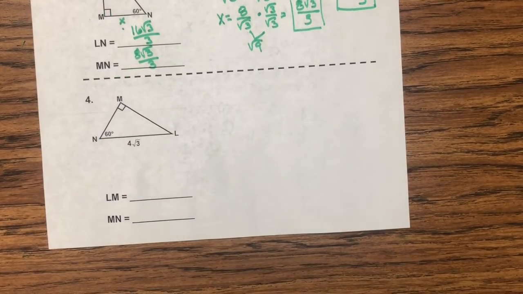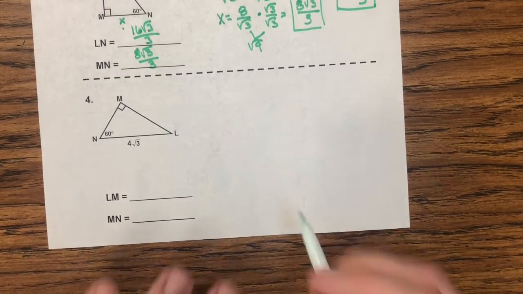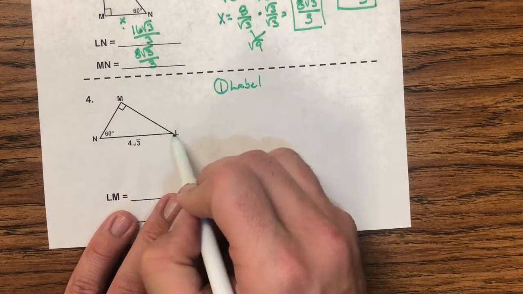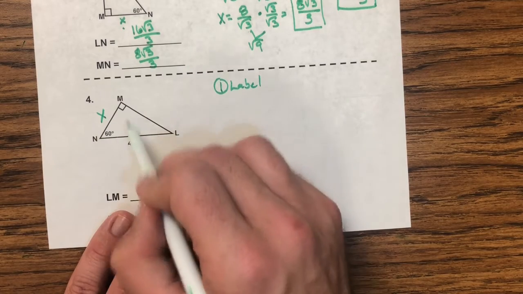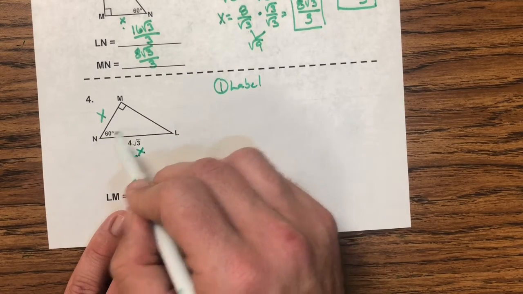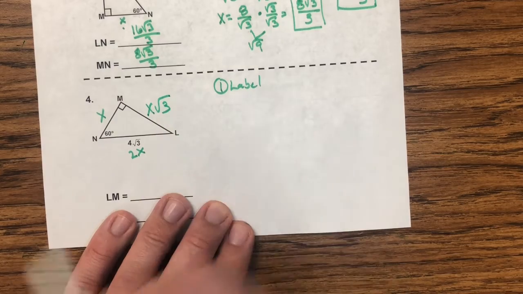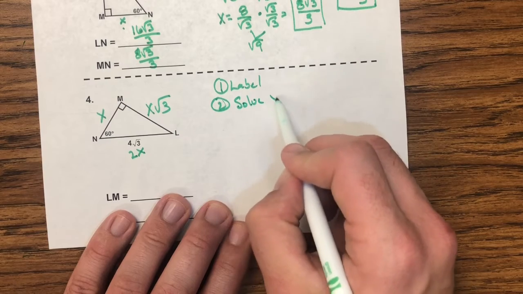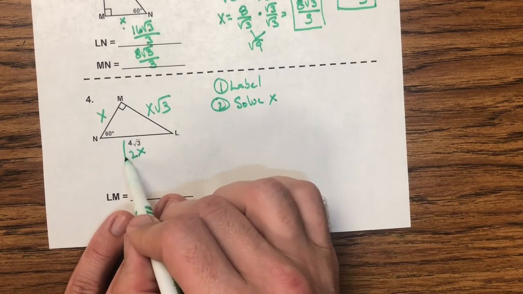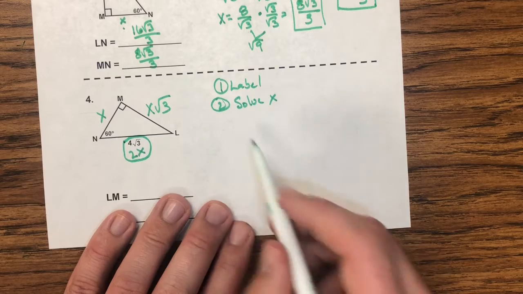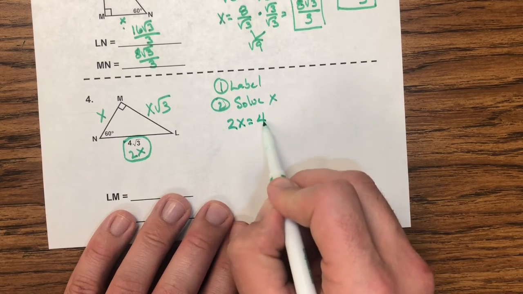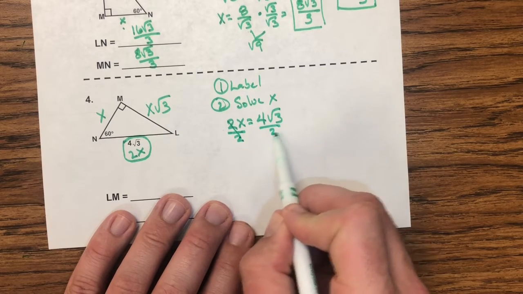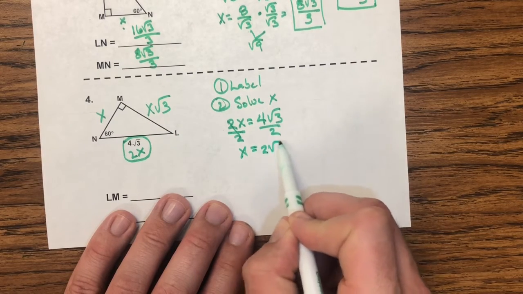Our last example that we're going to do today, example 4. Nothing changes. Label. Opposite of the 30 is x. Opposite of the 90, 2x. Opposite of the 60, x square root of 3. Step 2, solve the x. We're going to group these together right here. 2x equals 4 square root of 3. Solving for x, I have to divide by 2, and x equals 2 square root of 3.